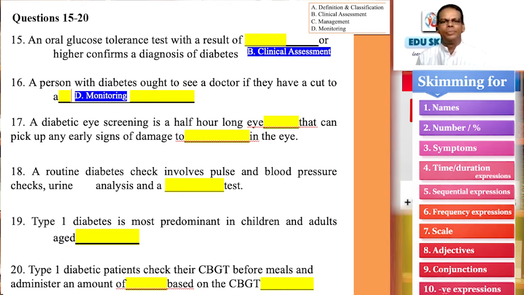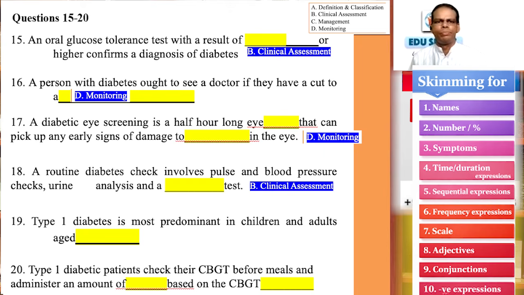Then next one: diabetic eye screening is a half-hour long eye dash that can pick up early signs of damage to the dash in the eye. We have to look for the monitoring. I'm not saying right or wrong. Let's come back to that. Fourth one: a routine diabetes check involves pulse and blood pressure checks, urine analysis, and a dash test. Investigation, and monitoring.